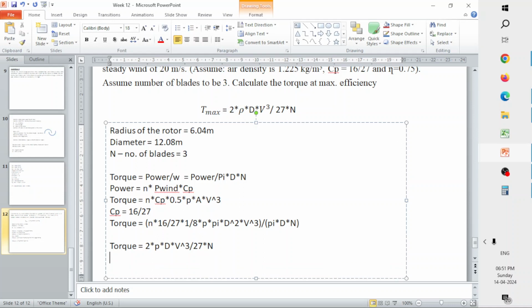So what value did you get? I mean, did you solve this? Because it's just about substitution. So what is the value of the torque at maximum efficiency?